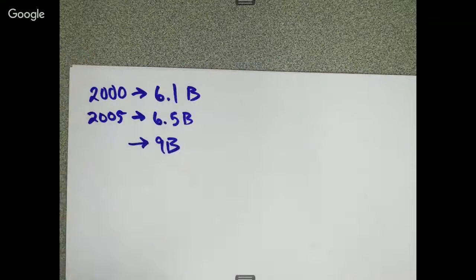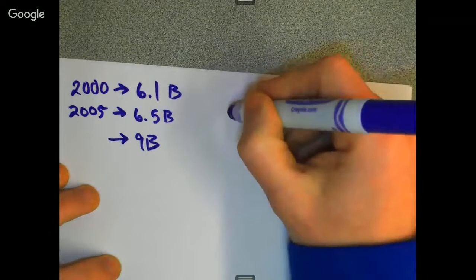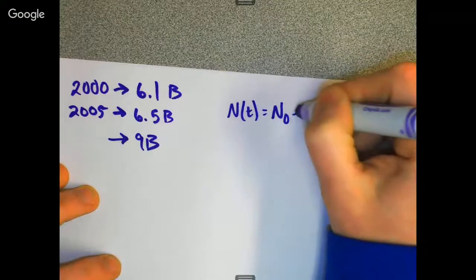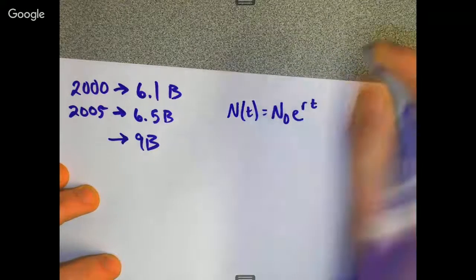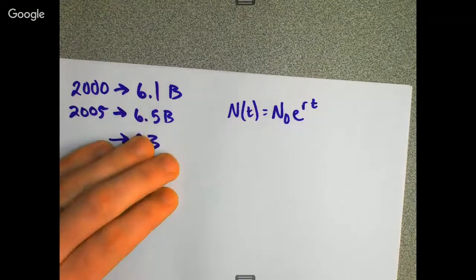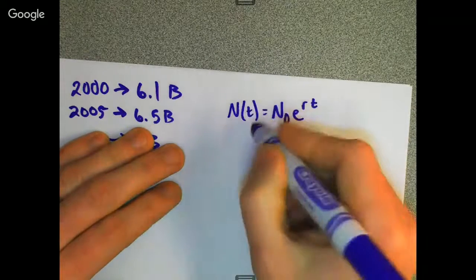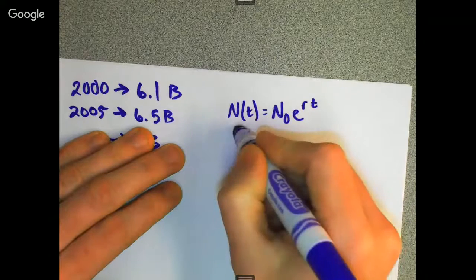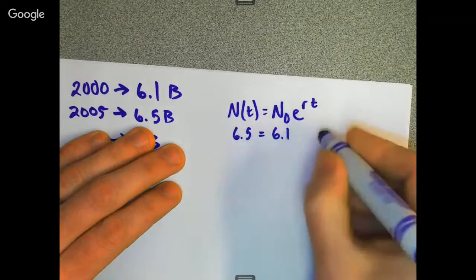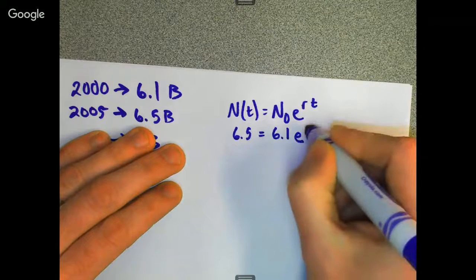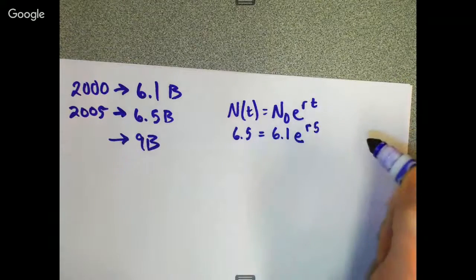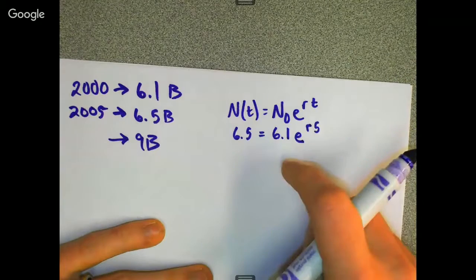Okay, in order to find our growth rate, we'll use this formula N(t) equals N naught e to the rt. Okay, I know these dates and these populations, so I'm going to use those for right now. So I know that the N population was 6.5, and I started with 6.1. I have e to the r, I don't know, but I know that it took 5 years to do that. Okay, so now all I have to do is solve for r.